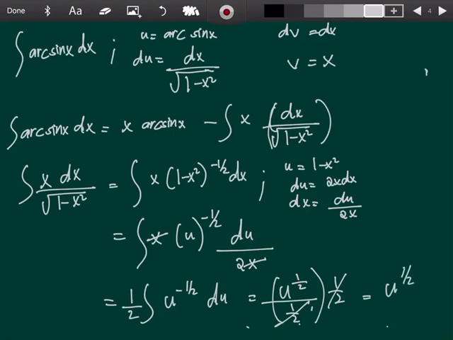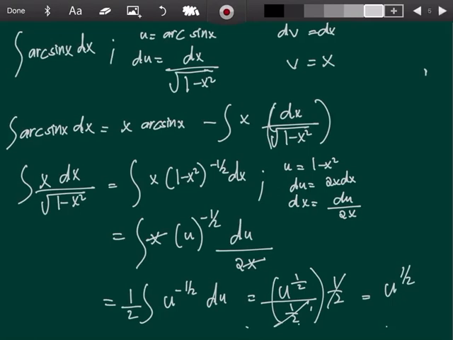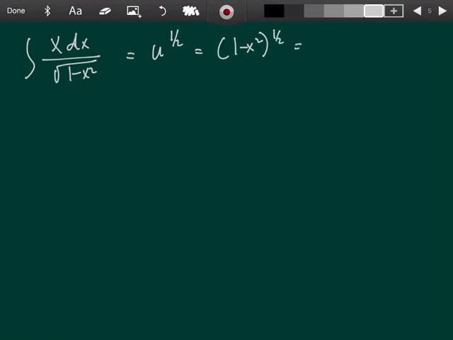So, next page tayo. Ano yung u natin? So, ano yung ginawa pala natin? Integral of x dx square root of 1 minus x squared is equal to U raised to 1/2 na siya, kung saan ang u natin ay 1 minus x squared. So, it will become 1 minus x squared raised to 1/2, square root of 1 minus x squared.